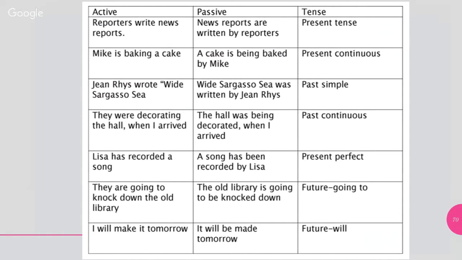John Rees wrote White Sargasso Sea. White Sargasso Sea was written by John Rees. They were decorating the hall when I arrived. The hall was being decorated when I arrived.